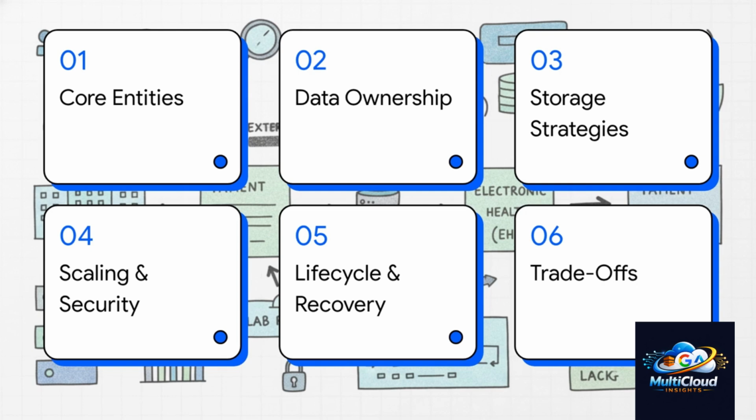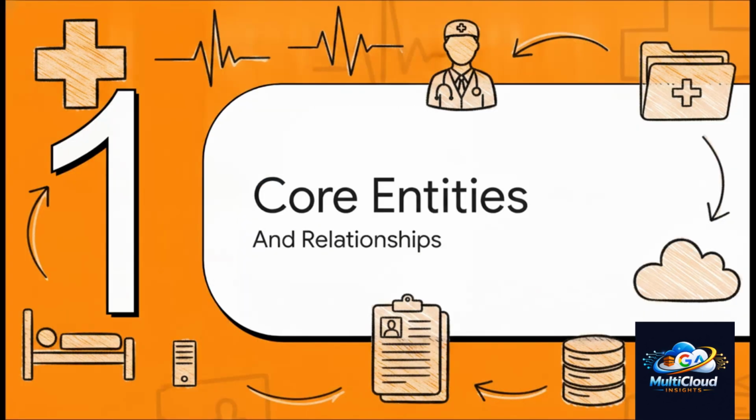Okay, let's take a look at our blueprint. We're going to cover core entities and relationships, ownership and transactions, workloads and storage strategies, scaling and security, lifecycle and recovery, and finally, making architectural trade-offs. Starting off with Section 1, Core Entities and Relationships.